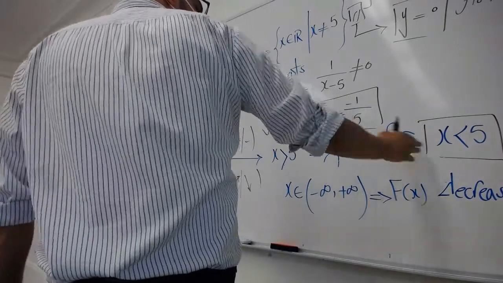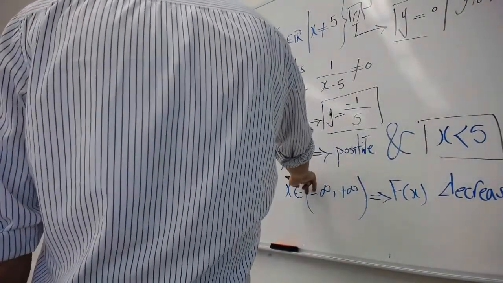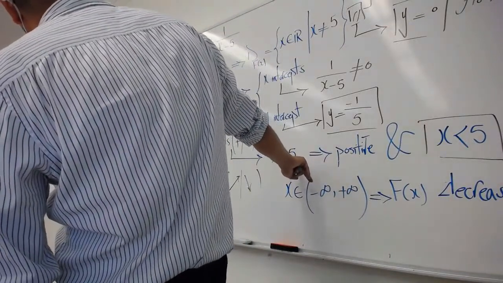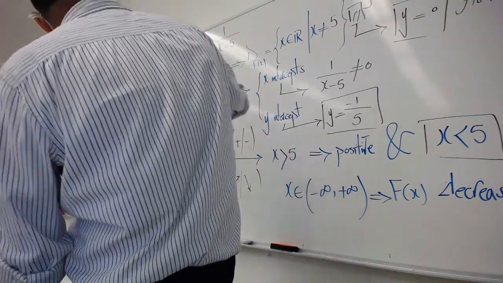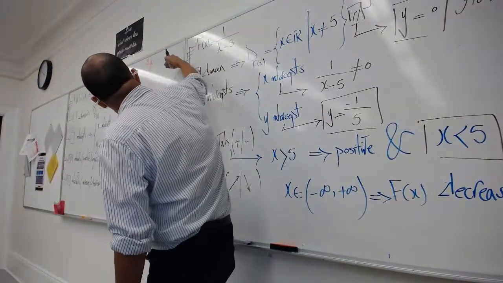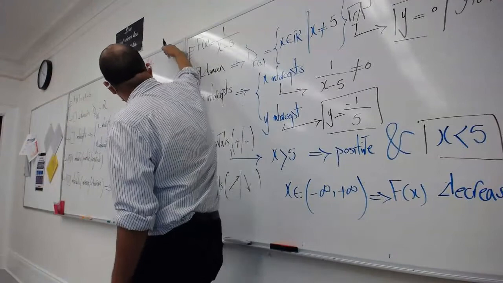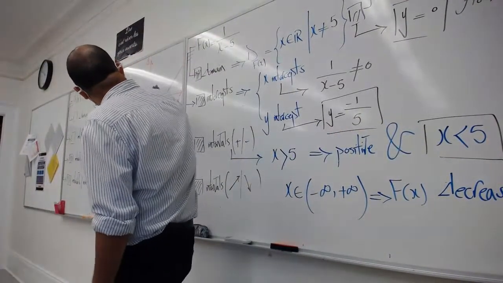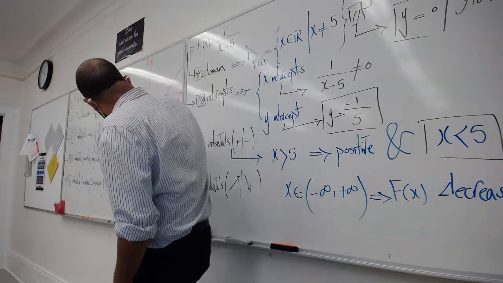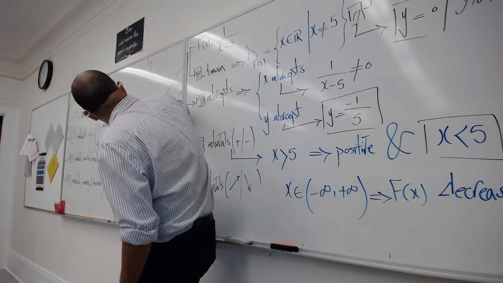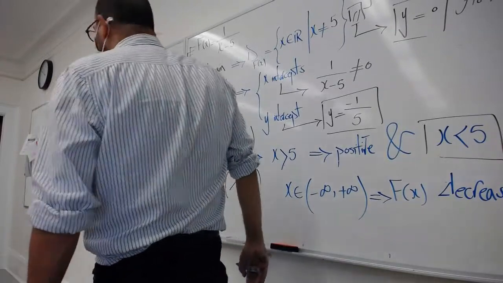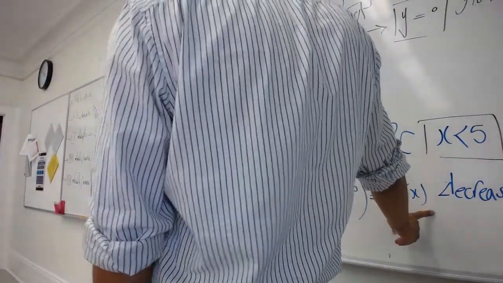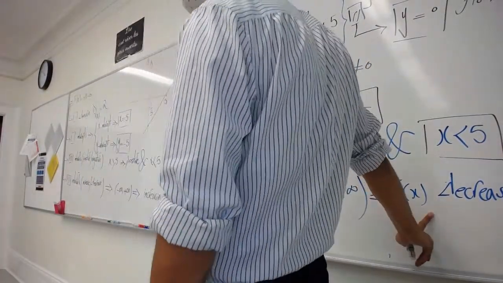However, after x greater than 5, the function is positive, it means it's here, above the x-axis. However, x less than 5 is on the left side of this slide. The function is negative, means that it should be here, below the x-axis. Make sense, everyone?